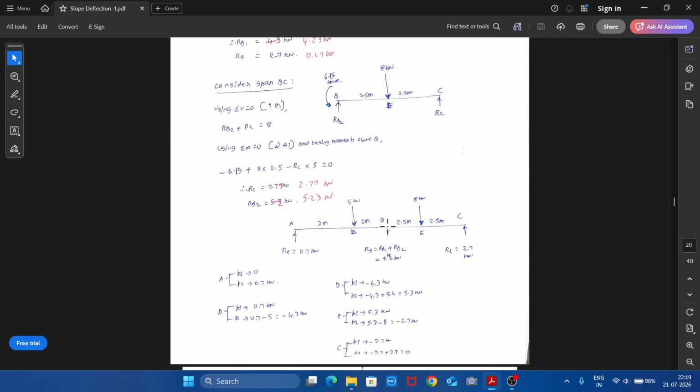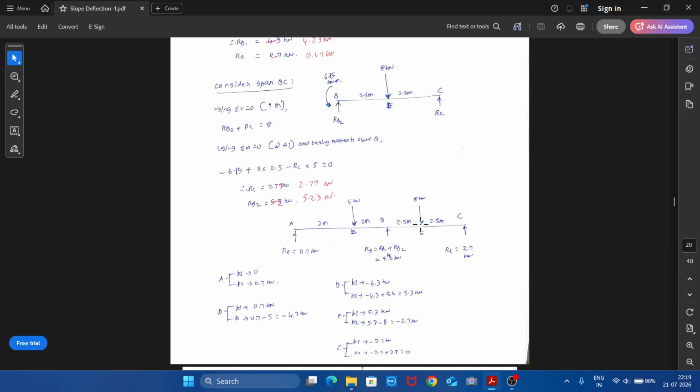Then coming to B, position 1, stand at B itself and see to the left side. So this value can be transferred. At position 2 of B, just stand to the right side of B and see to the left. So this reaction gets added. So left up is plus. So plus 9.6. We'll be getting this value.